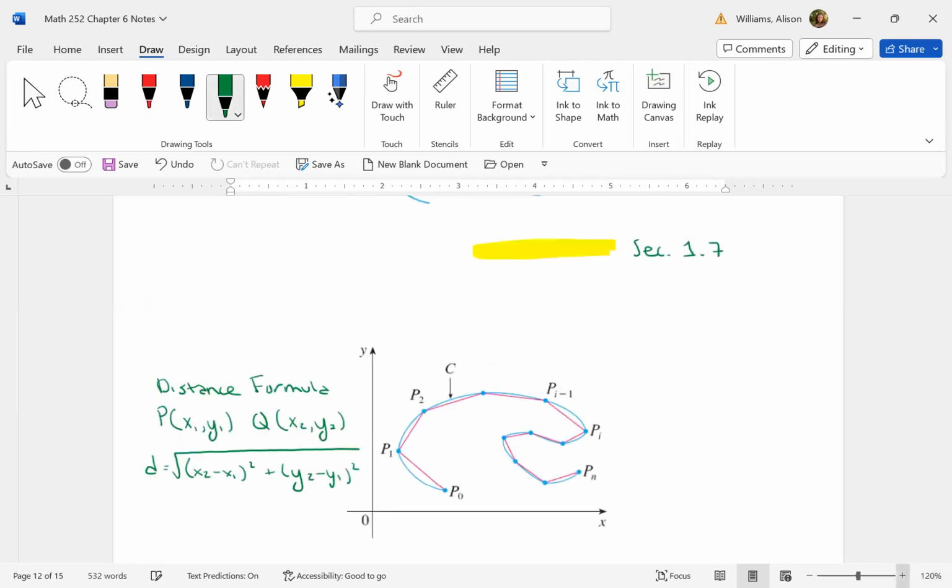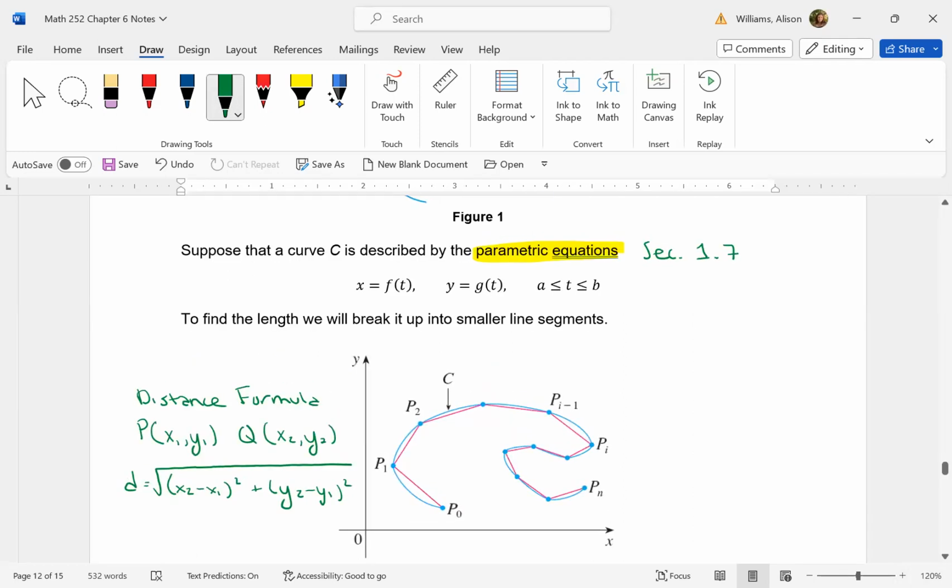Here, I'm going to zoom in a little. It's kind of small. The difference in the x's squared plus the difference in the y's squared. It's basically a play on the Pythagorean theorem, right? It's using the Pythagorean theorem to help us find the length of that line. All right, so we're going to use the distance formula to do this.